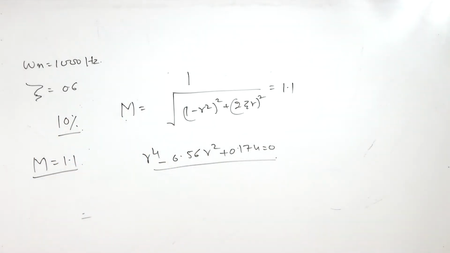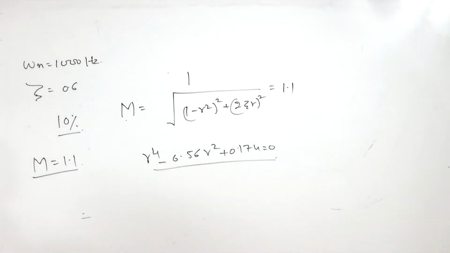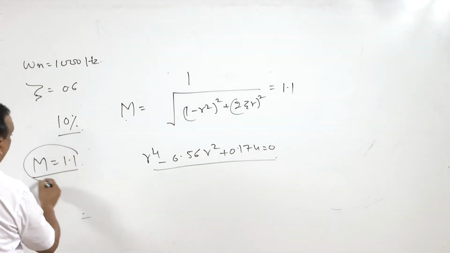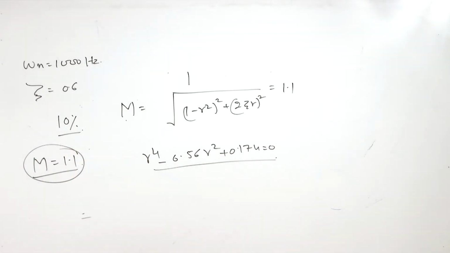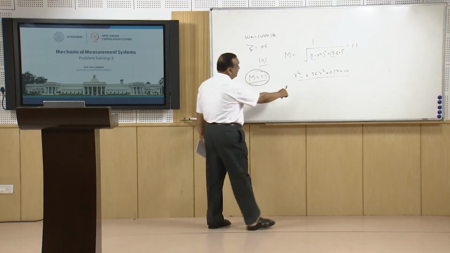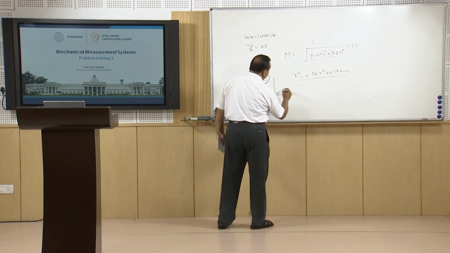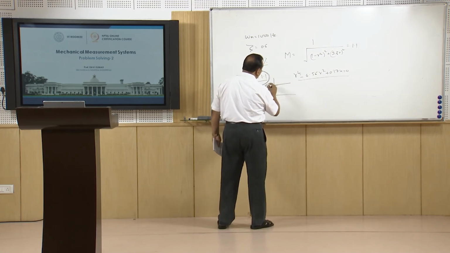Now if we take the solution of this equation, it has both imaginary roots. So it implies that this is not a possible solution, which means we cannot go for M equal to 1.1. Here it is stated that the damping ratio is 0.6. So for damping ratio 0.6, the output will never be 1.1, because we are getting imaginary roots. So the response M is not exceeding 1.